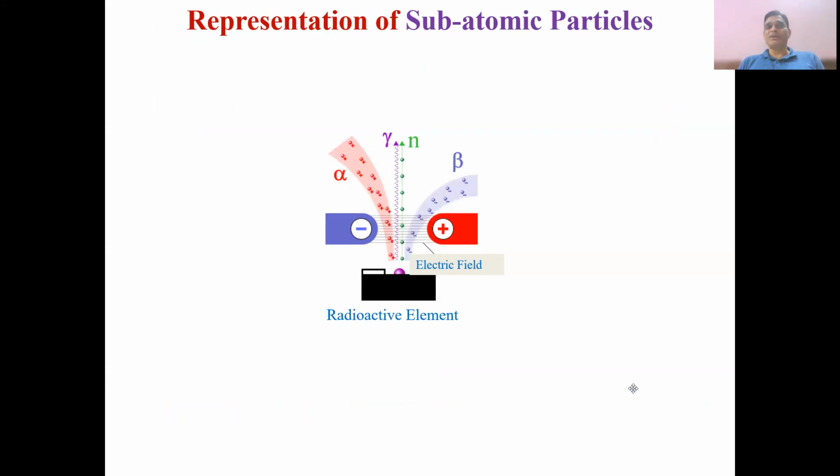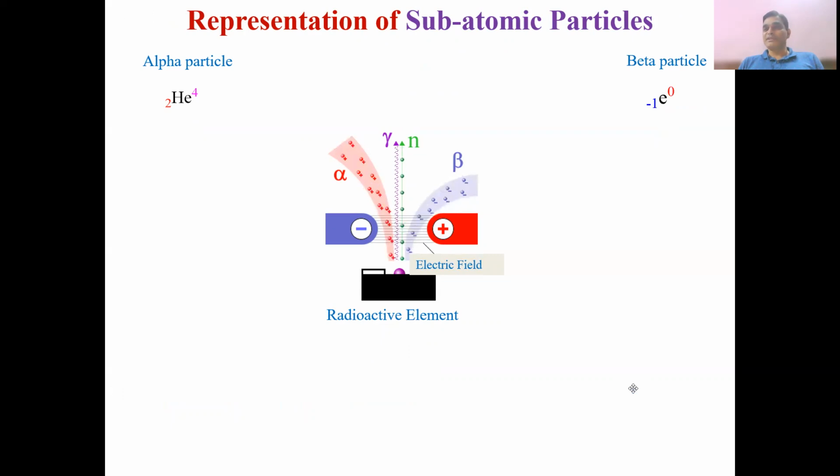Now we will see the representation of some subatomic particles. As we already discussed, the alpha particle is represented as He, with 4 written as a superscript and 2 written as a subscript. These questions are generally asked in your competitive exams. What is the representation of an alpha particle? Which of the following is an alpha particle?